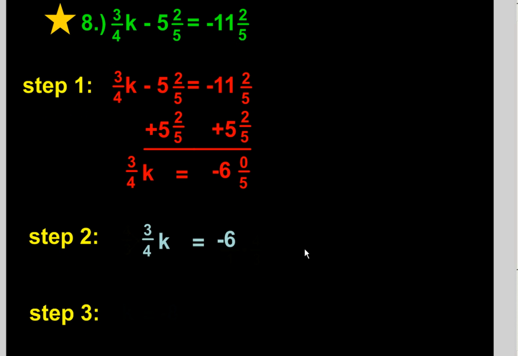I want to remove the 3/4. I can do that by multiplying it by its reciprocal, which will cancel out the 4's and the 3's, leaving me with k. And if I do that to this side, then I've got to do it over here too. So if I multiply these out, I should be left with k equaling minus 8. How did I get minus 8? Negative 6 times 4 is negative 24 over 3. 3 goes into negative 24 8 times, and it stays negative.